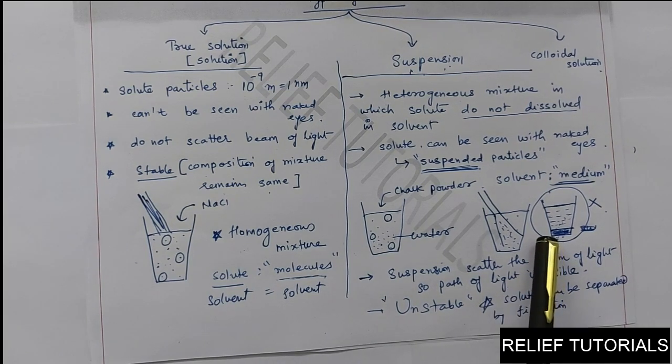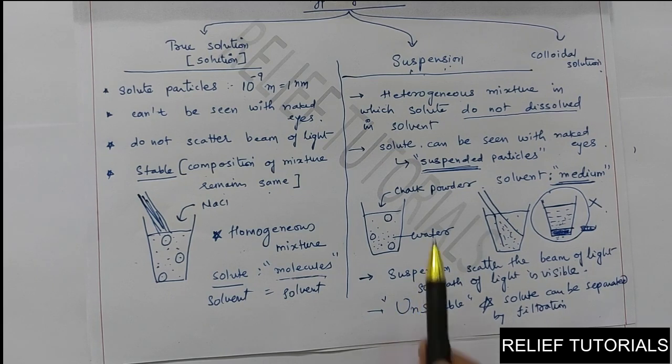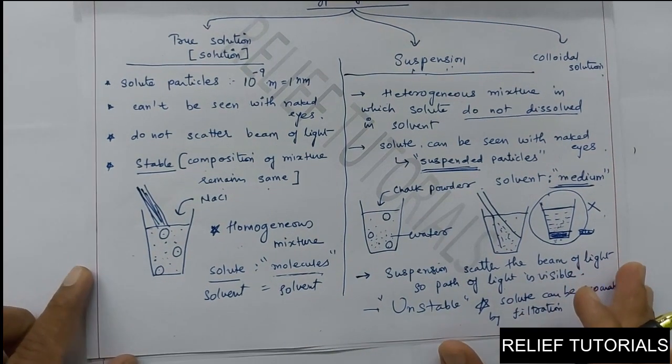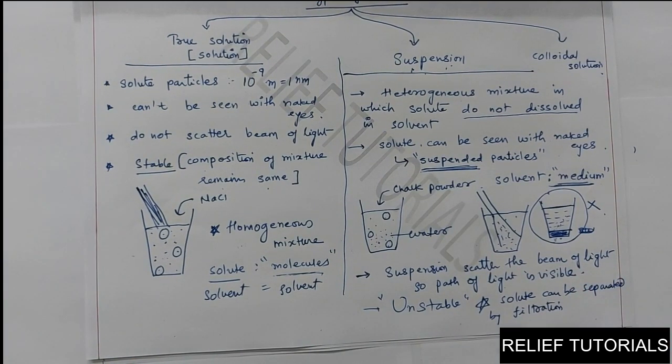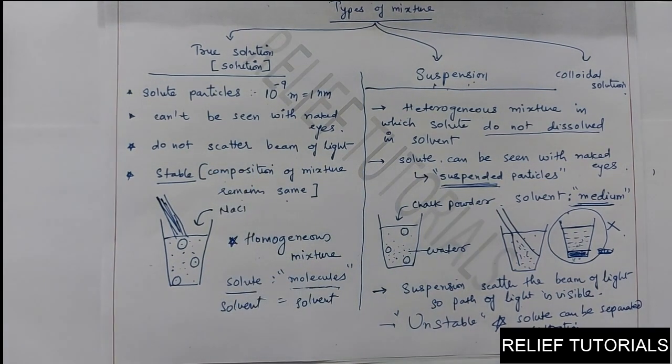But once the particles of solute settle down at the bottom, the suspension breaks. So now there will be no scattering of light. Many such examples you can take for suspension: the mixture of chalk powder and water, the mixture of sand and water. I think you have seen the smoke coming out of chimneys of the factories. Many more such examples you can find around you. Okay, so this is the comparison between true solution and suspension.